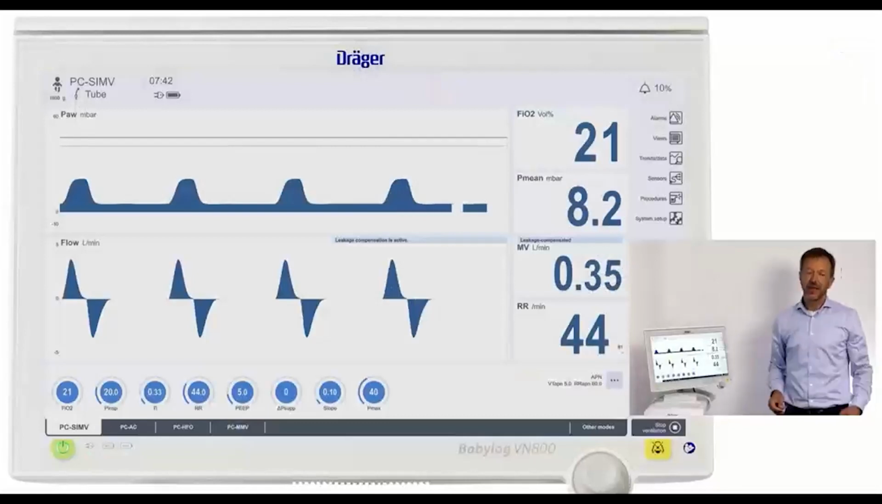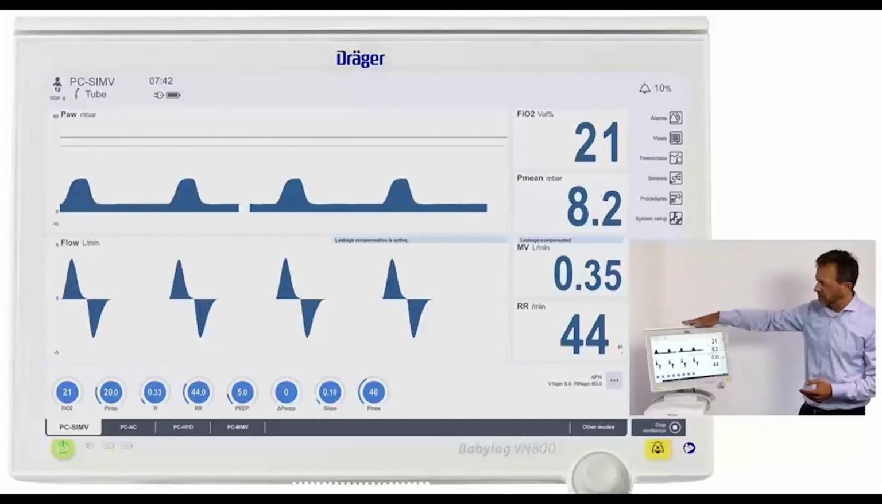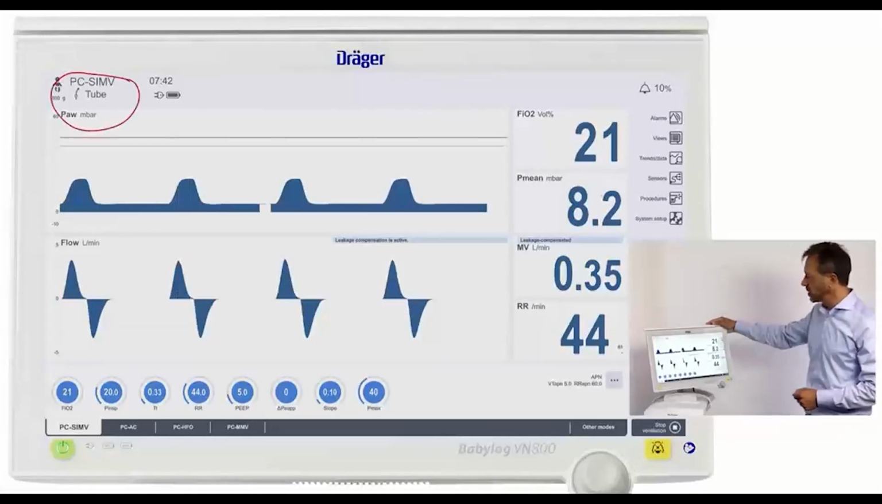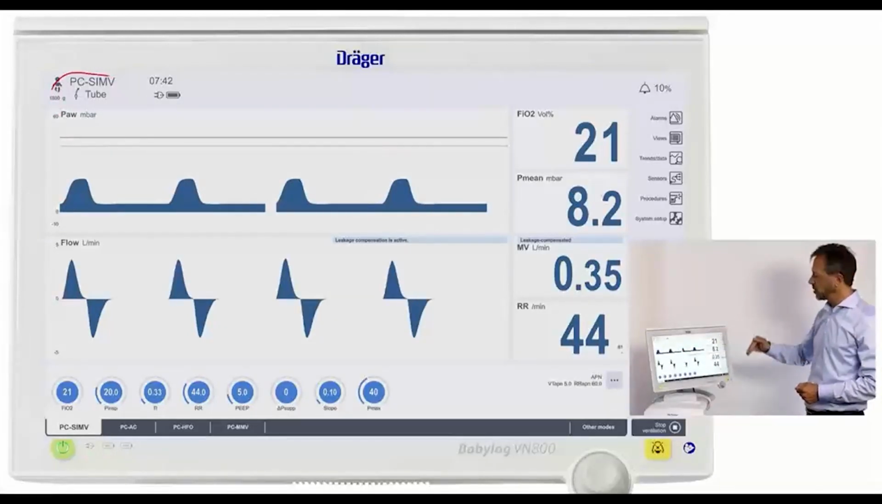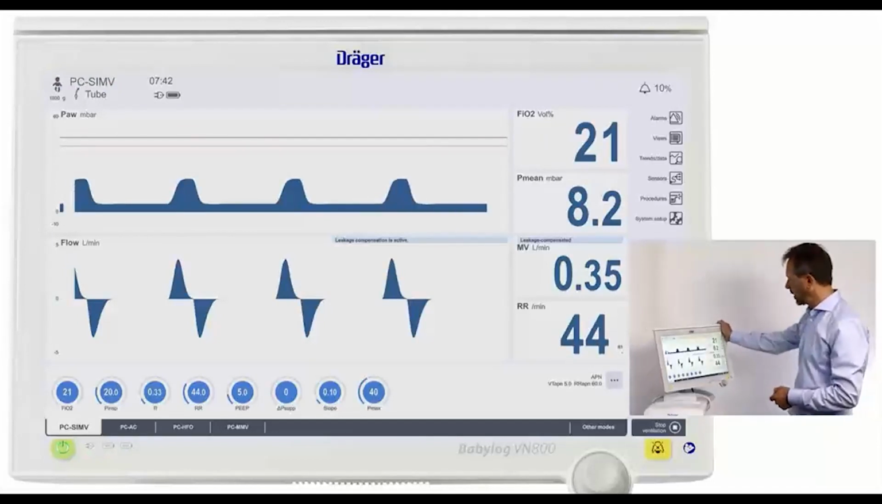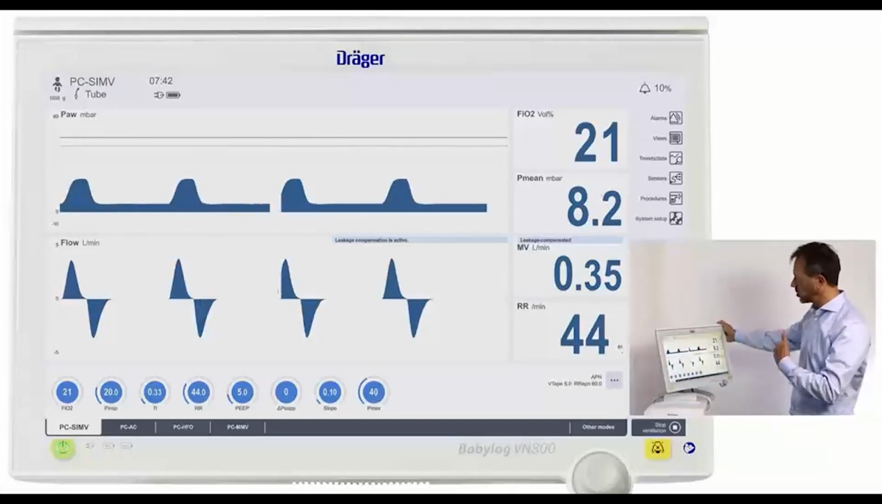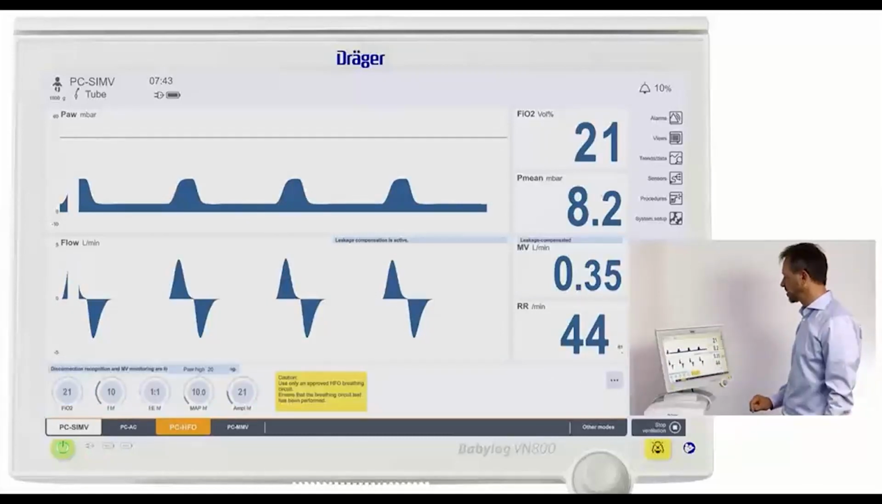Okay, then let us now come to the high frequency oscillation. The device is running in pressure controlled SIMV. We see on the screen the pressure waveform and the flow waveform, the FiO2, the mean airway pressure, the minute volume, and the respiration rate. In the first step, we want to switch to high frequency oscillation, so we press the button for high frequency oscillation.